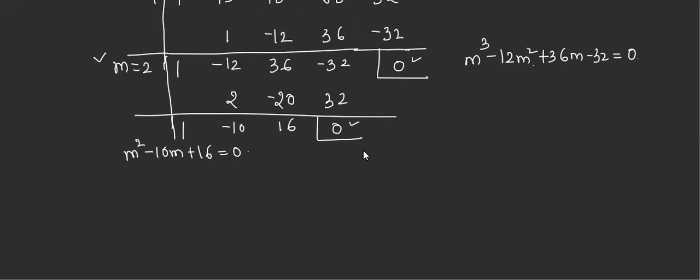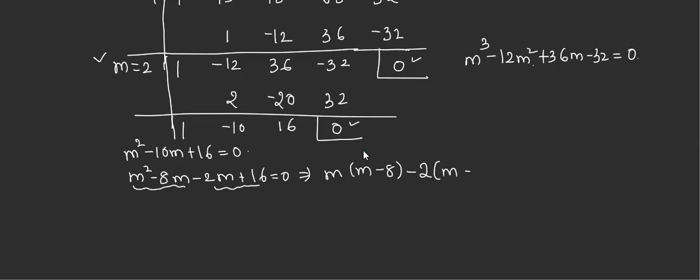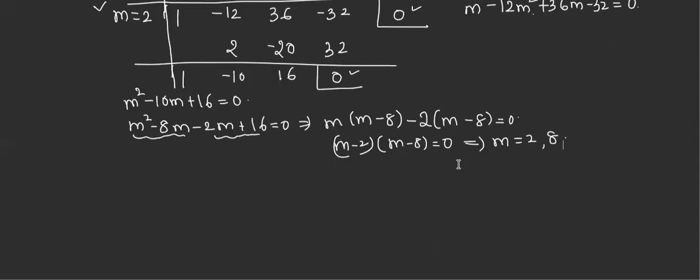If you want to continue, you can split the middle term and write down. 8 2s are 16 and 8 plus 2 is 10. So write minus 8m minus 2m plus 16. This is how you used to do it in school, right? Common is m minus 8. Take minus 2 common. m minus 2 into m minus 8 equal to 0. What does this imply? 2 and 8. Don't waste much time. Otherwise, directly also, if you write the values, they will give the marks. But for synthetic division at least show some steps.